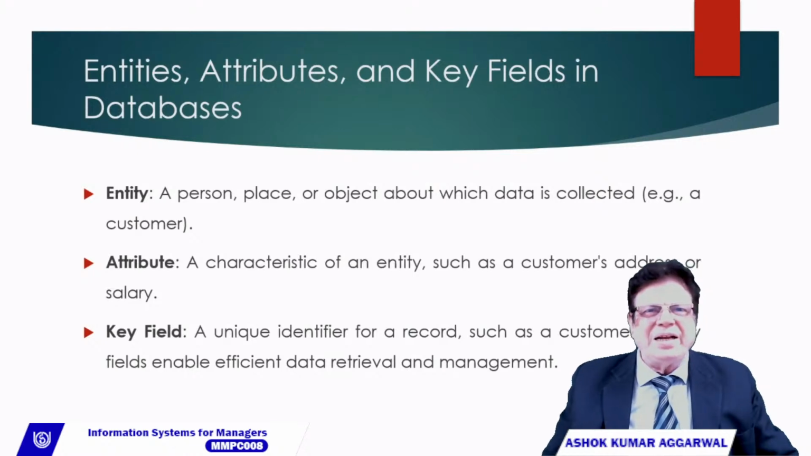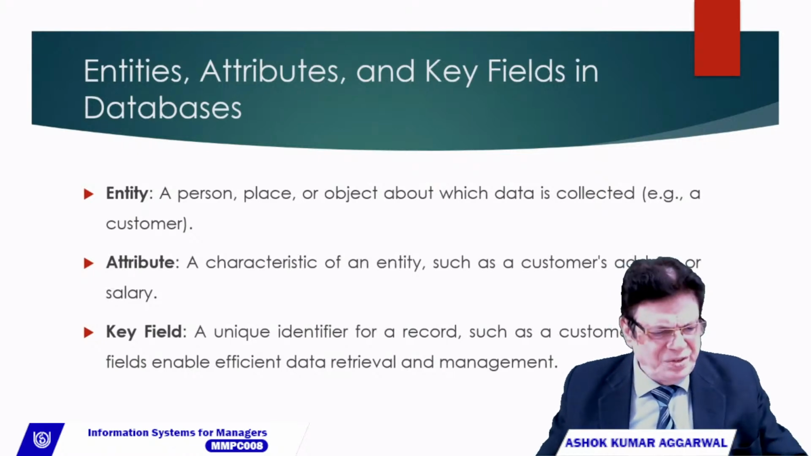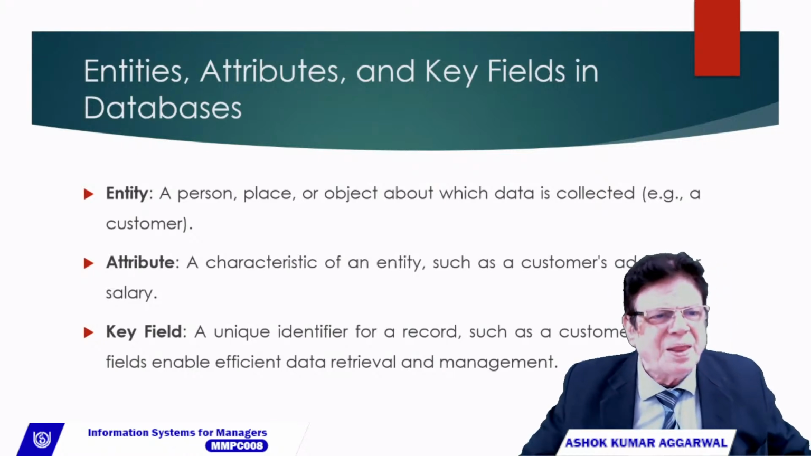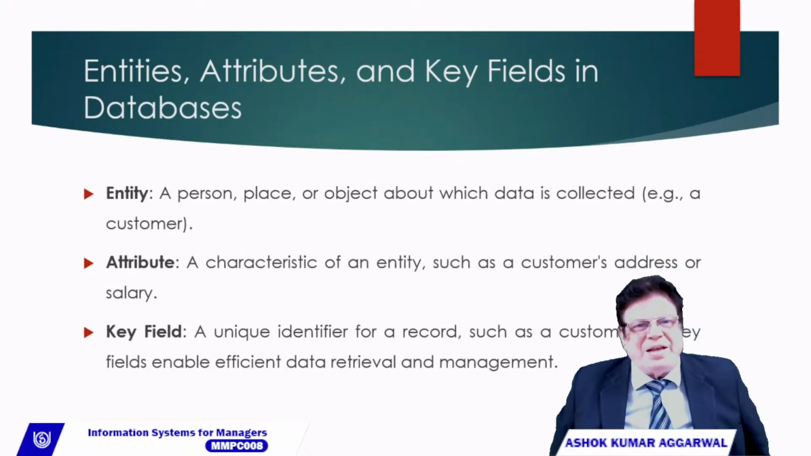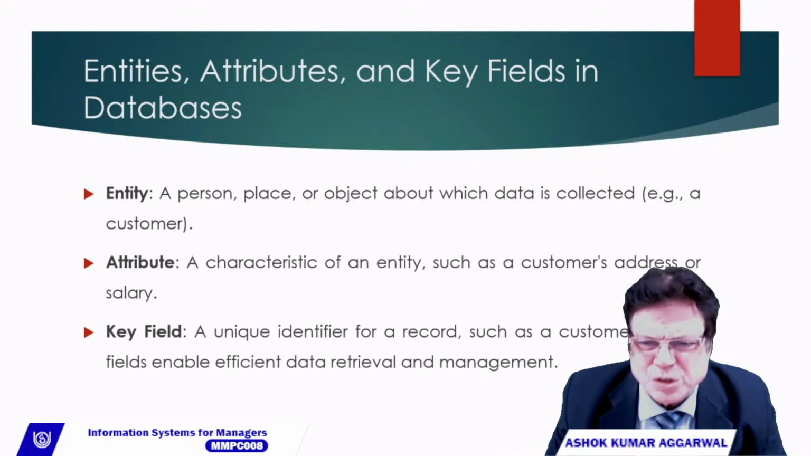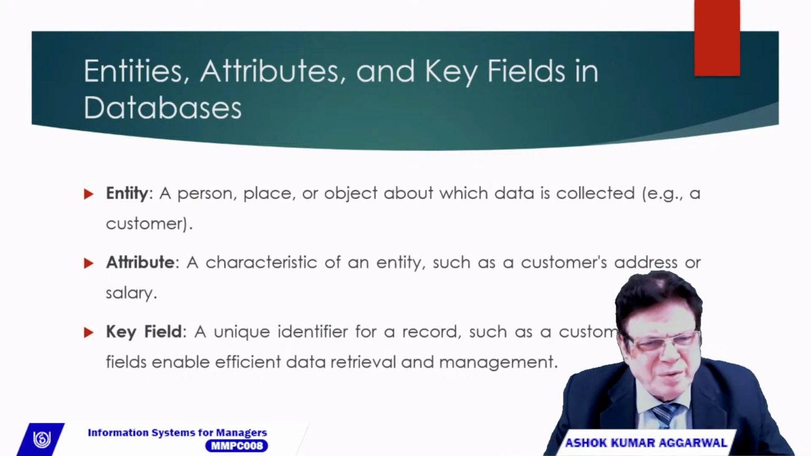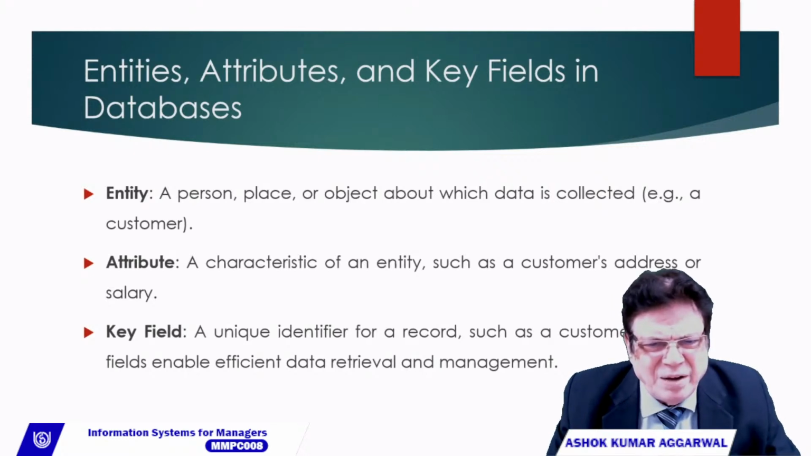Now, entities, attributes, and key fields in databases. Entity: a person, place, or object about which data is collected, that is a customer. Attribute: a characteristic of an entity such as customer's address or salary. Key field: a unique identifier for a record such as a customer ID. Key fields enable efficient data retrieval and management.